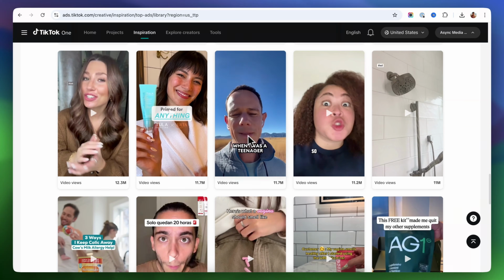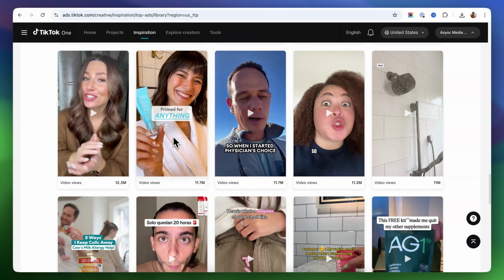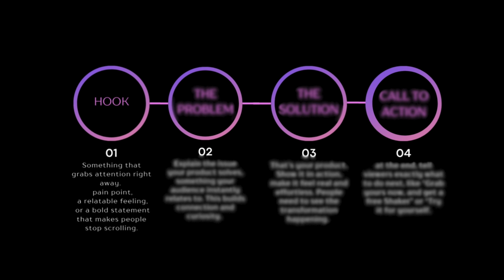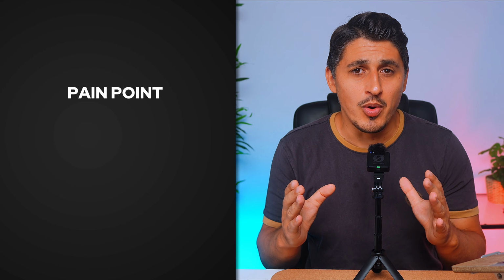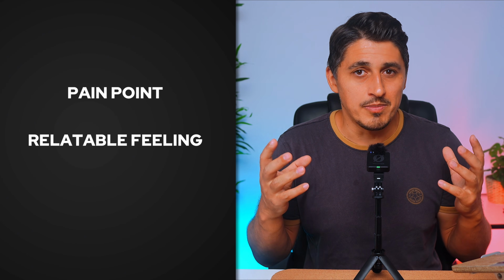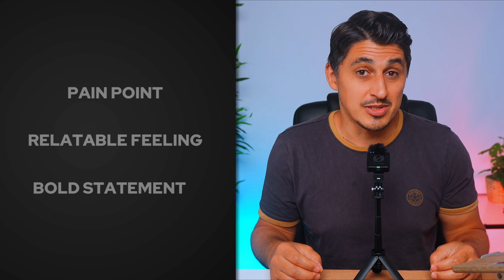And now here's the exact UGC video formula that's behind some of the highest converting ads out there. Quick note, you don't need to copy the video you want to mimic word for word. What matters is keeping the same structure, the same proven formula that made it go viral in the first place. And here's how that breaks down. You start with a hook, something that grabs attention right away. It could be a pain point, a relatable feeling, or a bold statement that makes people stop scrolling.